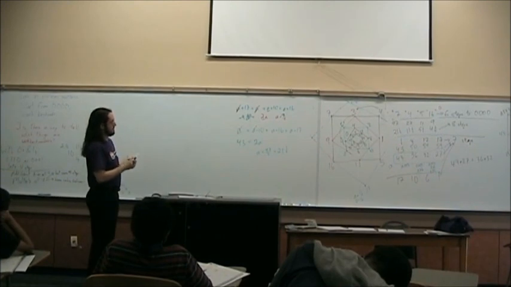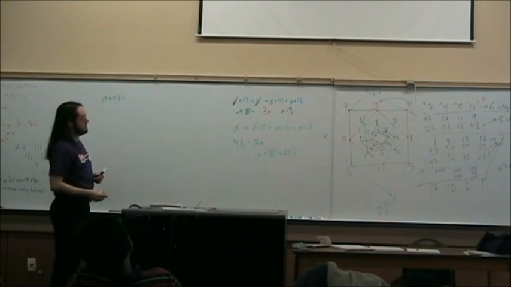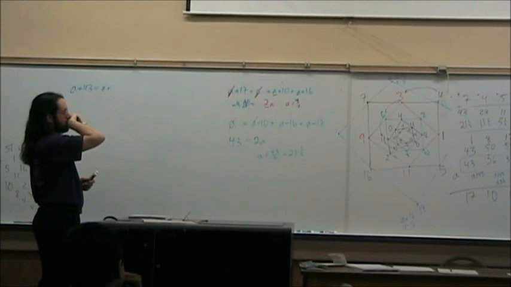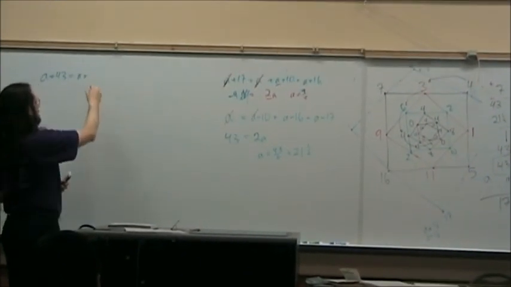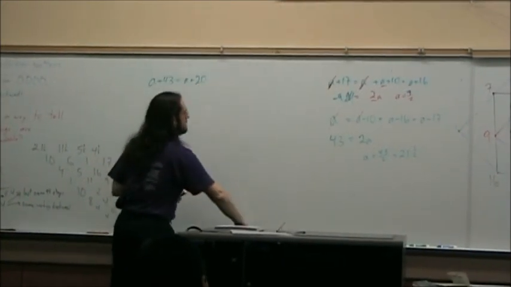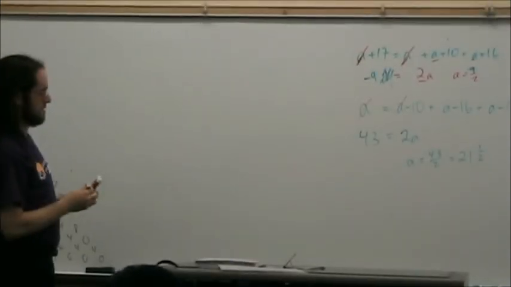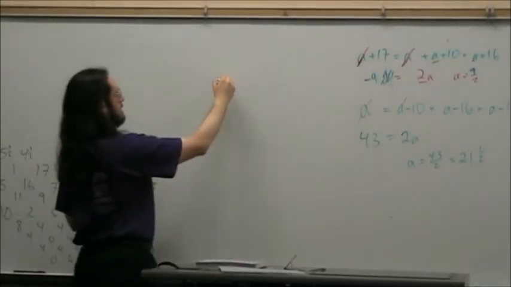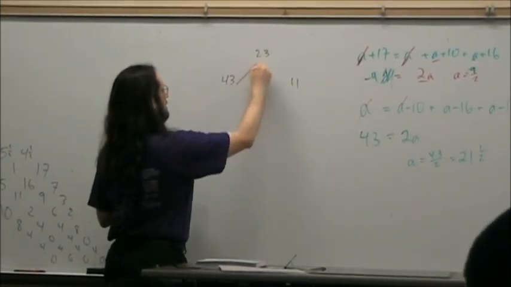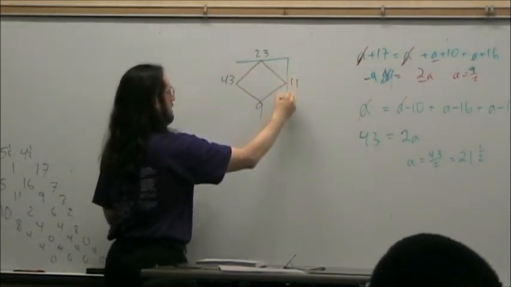So our equations are going to be either a plus 43 equals, the other ones added up... Wait a minute. What am I doing? Maybe I should draw my picture so I don't get confused. Okay. Let's see, we have 43, 23, 11, 9. Isn't this the problem on the back of your shirt? Yep.